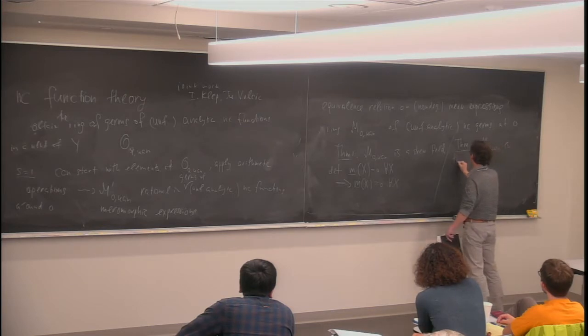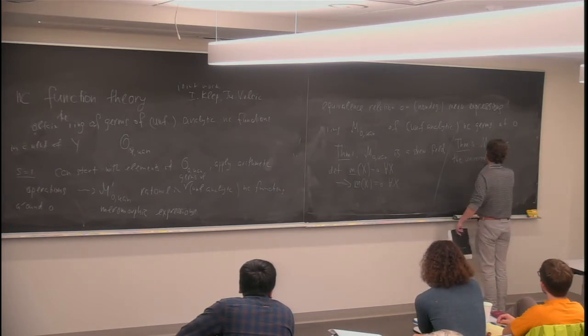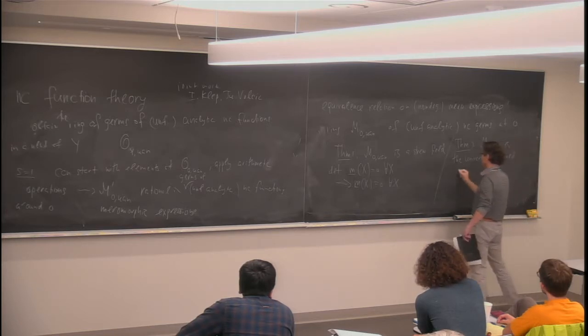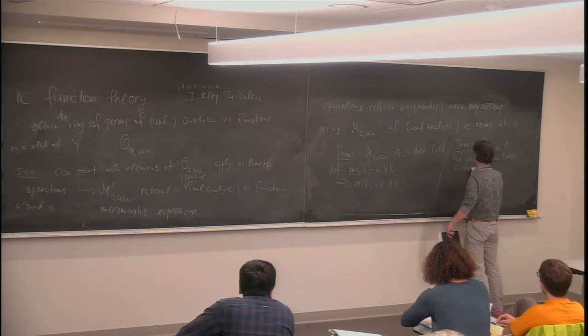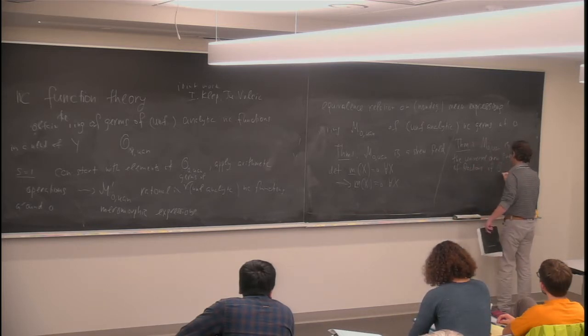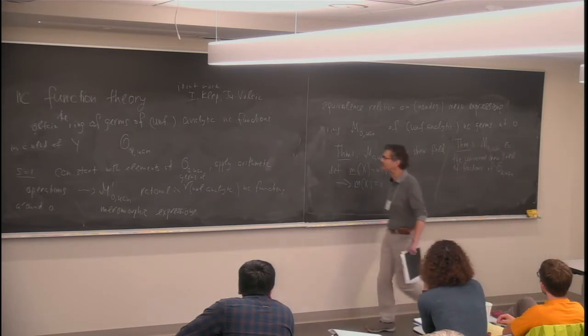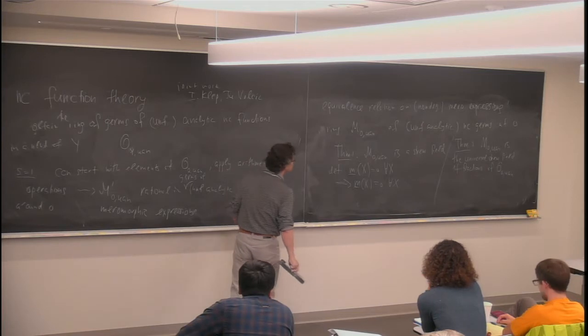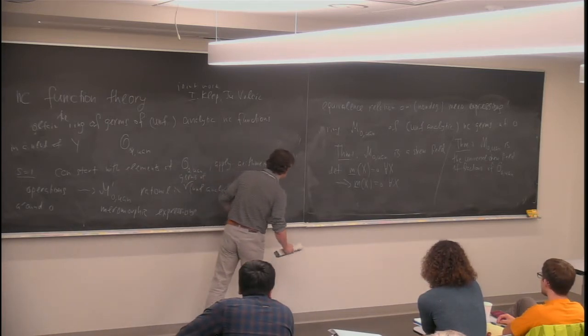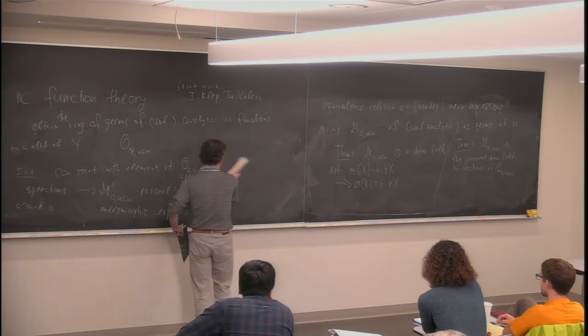Let me just say two corollaries, things which more or less follow from here and are more or less equivalent to that. One is, assume we have a homomorphism phi from our ring to any stably finite algebra, A.